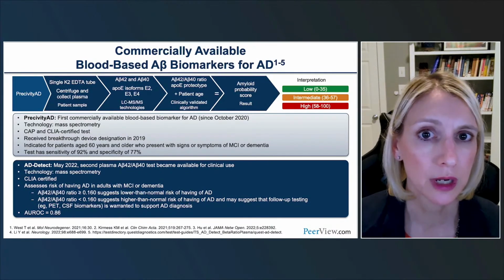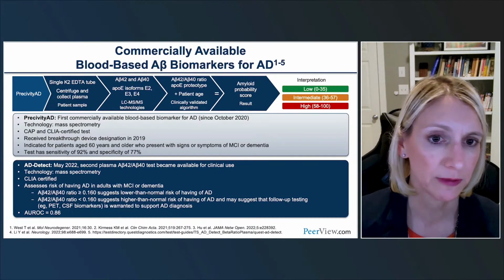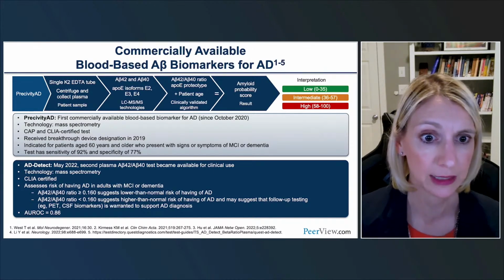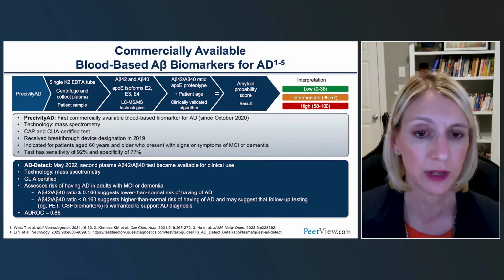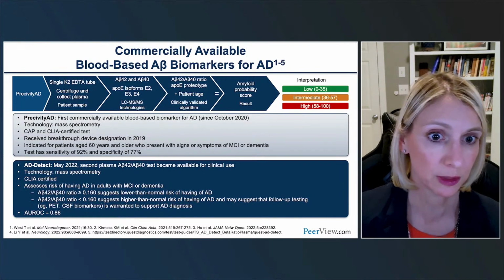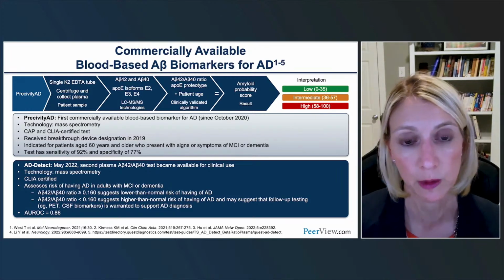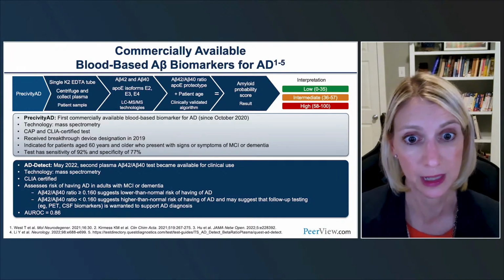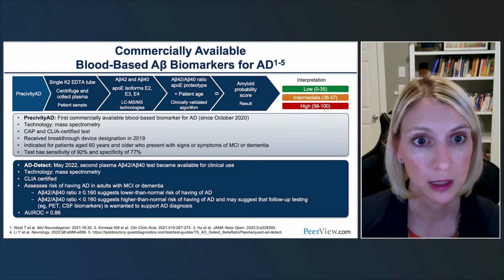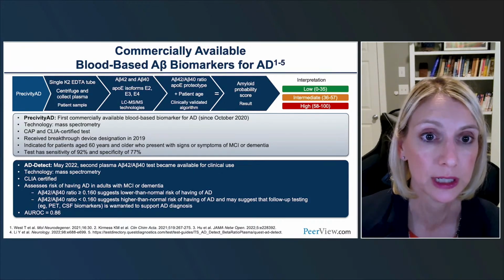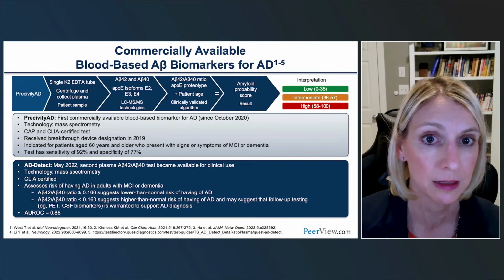Now, there are currently a couple of commercially available tests. And I say currently because, with the vast expansion of this field and development of more tests, there will certainly be more clinical tests, not only for amyloid, but for some of the other biomarkers we're talking about, within the next couple of years as well. The first test that was approved and was commercially available was Precivity AD.